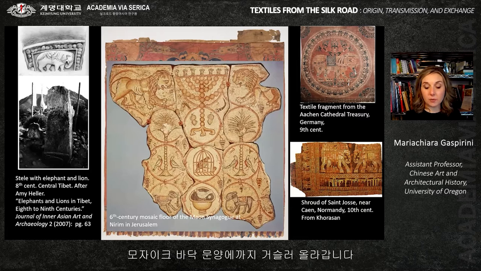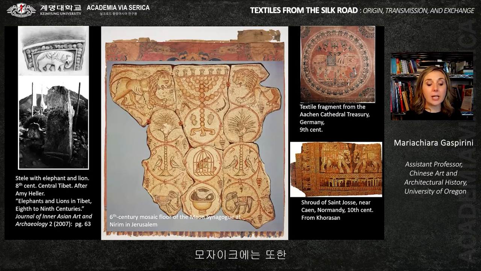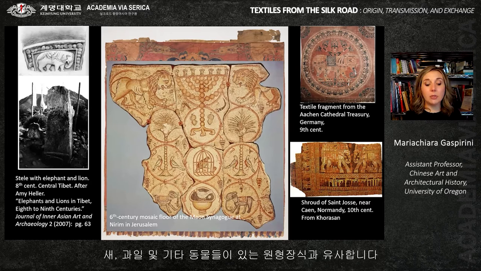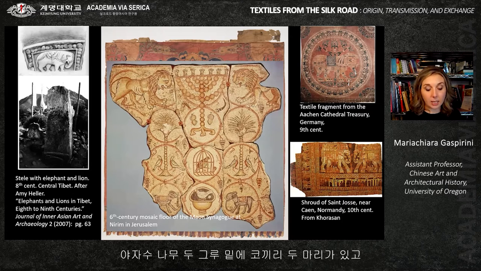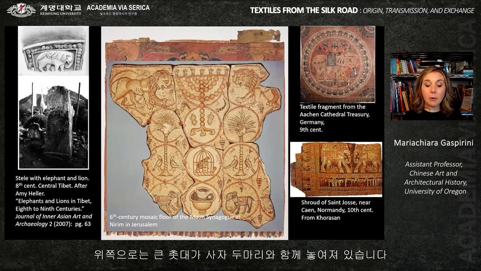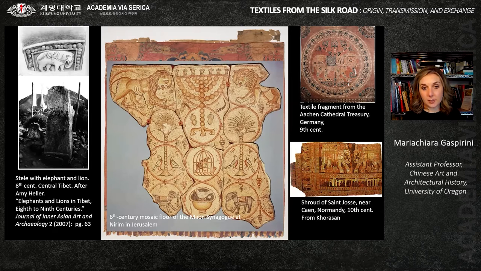at Nirim in Jerusalem. The remaining mosaics showed a mirror composition of roundels enclosing birds, fruits, and other animals. Among these, there are also two elephants under two palm trees, and above, at the center, a large menorah adjoined by two lions.